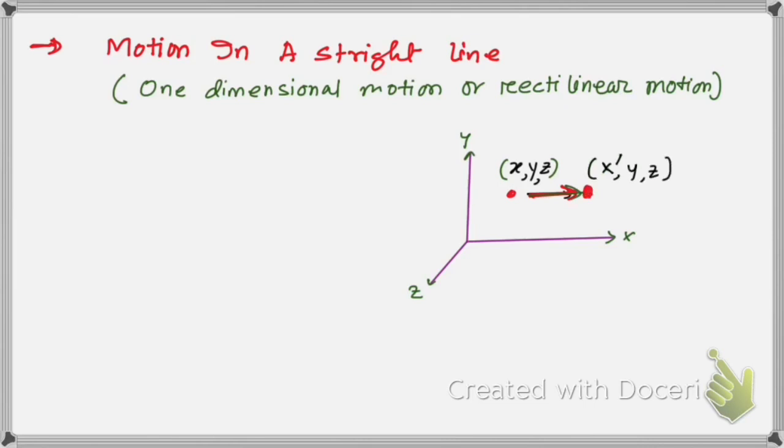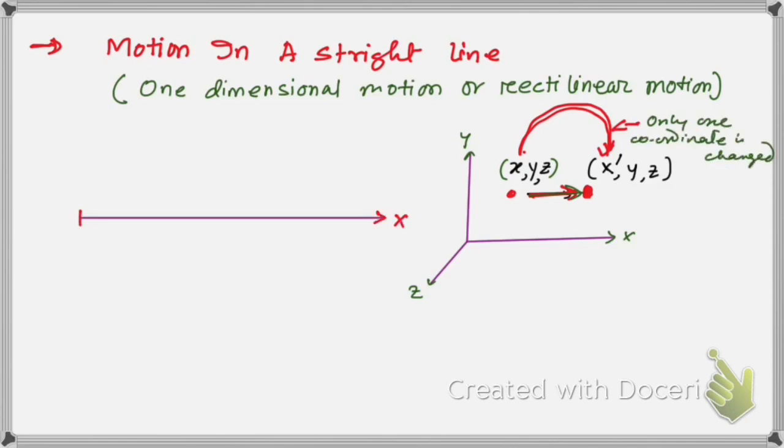So here you can see that in this motion only one coordinate is changed, and the other two coordinates are the same, they are not changed. Only the x coordinate is changed because it is moving along the x-axis. If it moves along the y-axis, then only the y coordinate will be changed. Such a motion where only one coordinate is changed is called one-dimensional motion or rectilinear motion.